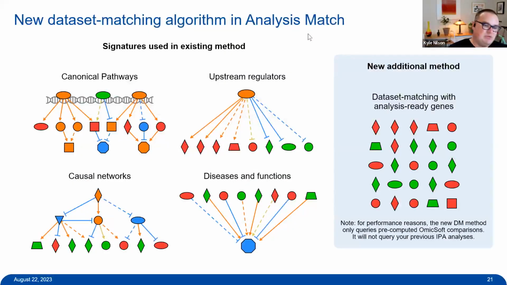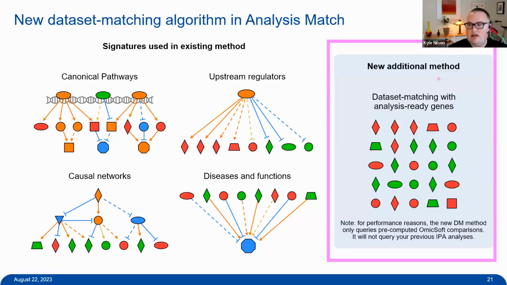Another thing that is particularly interesting in IPA is that we went ahead and added a new way to match between experiments, an analysis match, in addition to our existing method which takes advantage of the similarity between experiments for your canonical pathways, your upstream regulators, your downstream diseases and functions. We now have a separate optional method that simply scores things based on whether or not the same genes are present, whether or not the same identifiers happen to be significantly enriched and in the same direction.